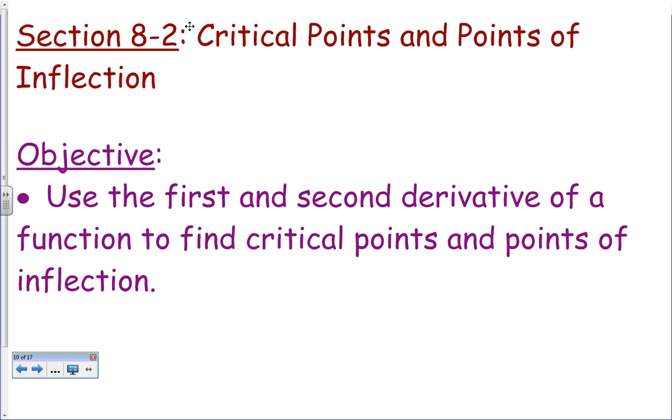use the first derivative of a function to help you find where the function is increasing and decreasing. You can also use it to help you find where the minimum and maximum and plateau points are. And we also looked at the fact that the second derivative tells you where your function is concave up and concave down. And if you change concavity, you have a point of inflection. So we can use the first derivative and second derivative to help us find those different features of our graph.